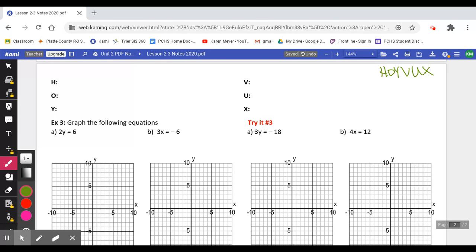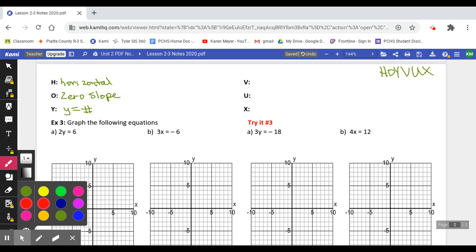Okay, H stands for horizontal. O stands for, not really O, but think of it as the number 0. So 0 slope. And the Y stands for the equation will look like y equals a number. So you only have one variable, and that variable is y.